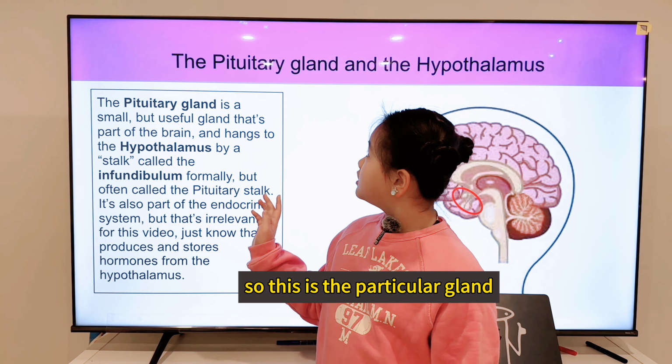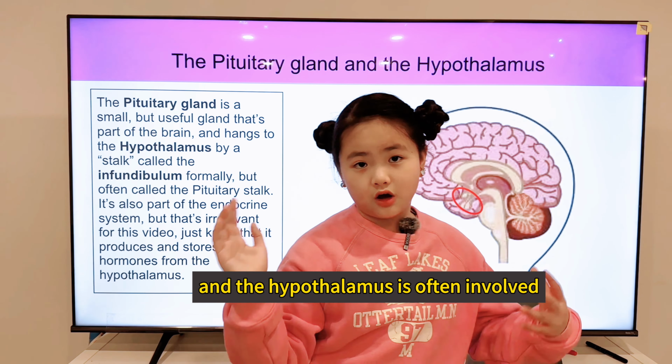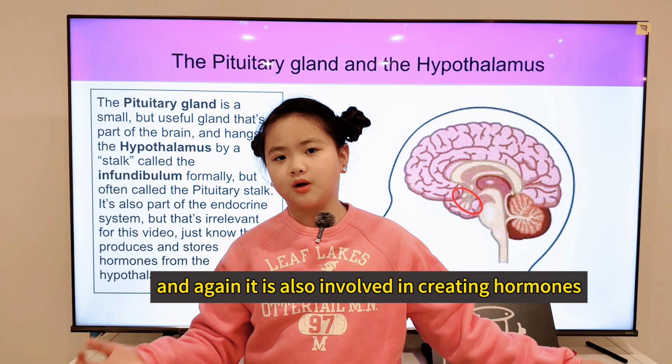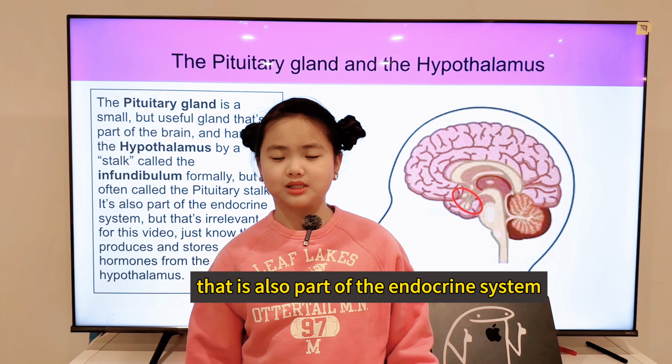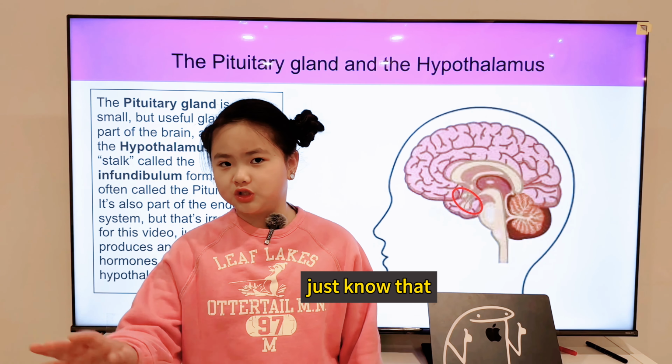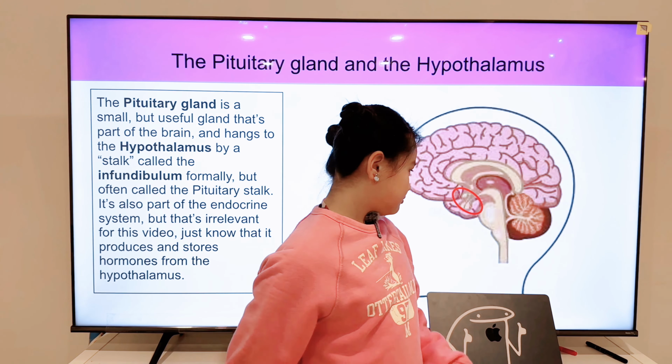So this is the pituitary gland, and the hypothalamus is often involved in regulating temperatures, and again, it is also involved in secreting hormones. That is also part of the endocrine system, but this is not an endocrine system video, so I'm not going to go deep into that. Just know that. I can do that later.